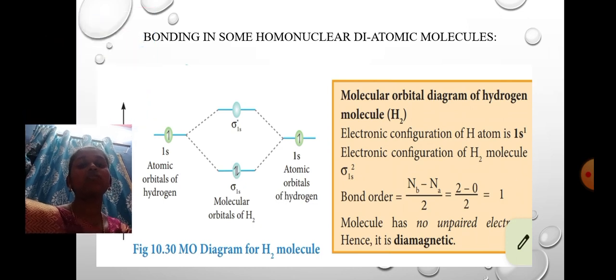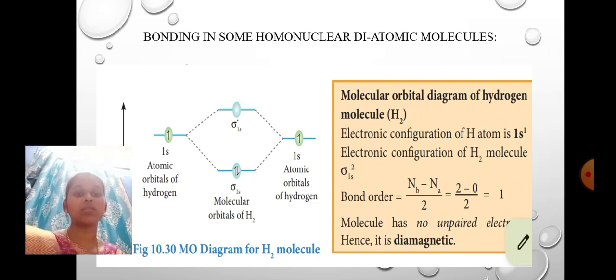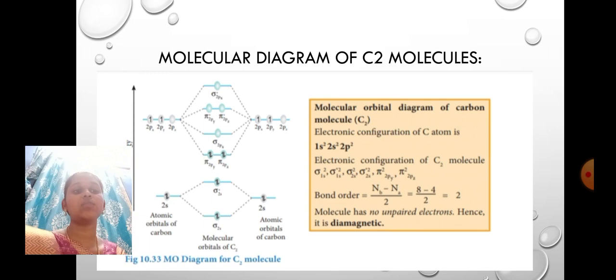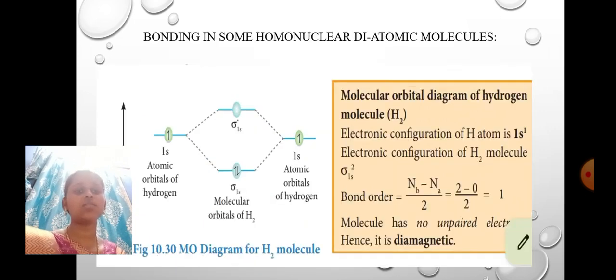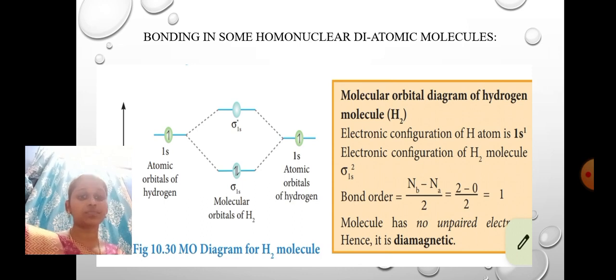First is bonding in some homonuclear diatomic molecules. This is the MO diagram of the H2 molecule. The electronic configuration of the H atom is 1s1, and the electronic configuration of the H2 molecule is sigma 1s2. How to calculate the bond order? Nb minus Na divided by 2, where Nb minus Na is 2. So 2 minus 0 divided by 2 is 1. The molecule has no unpaired electrons, hence it is diamagnetic.